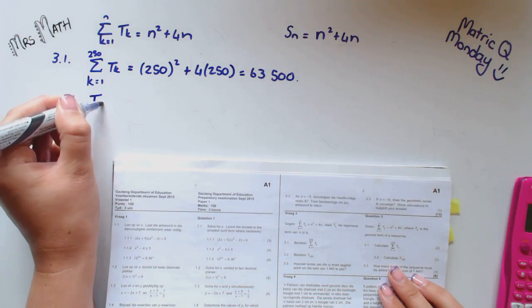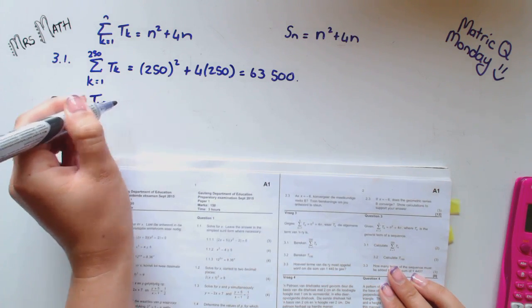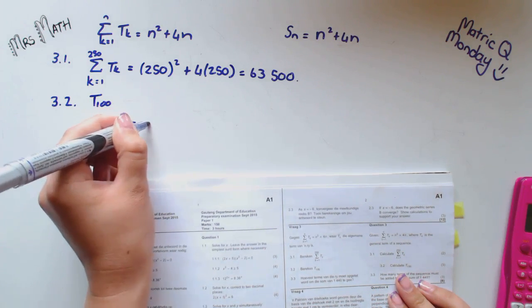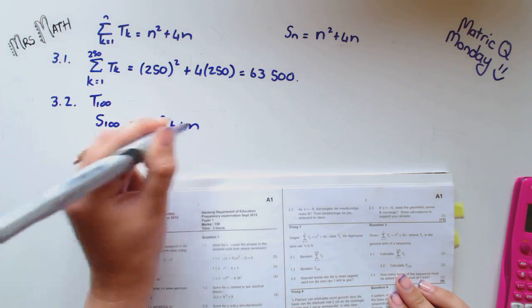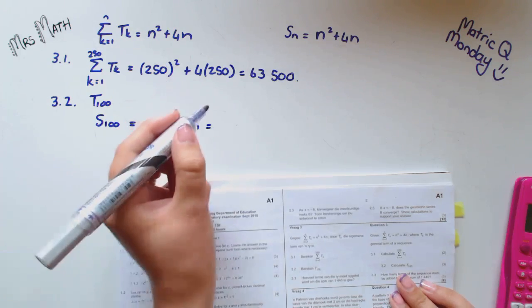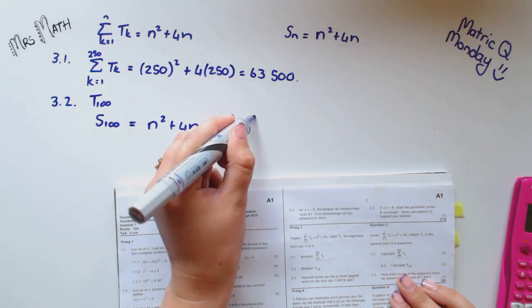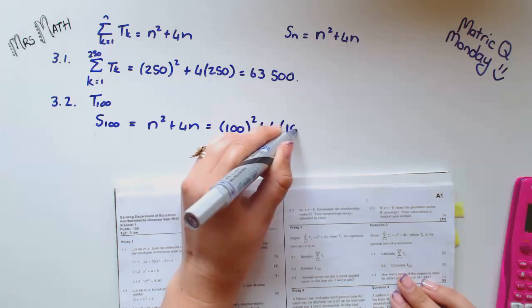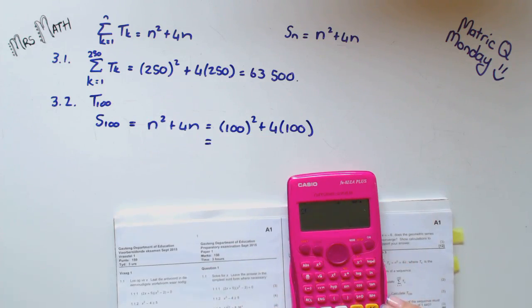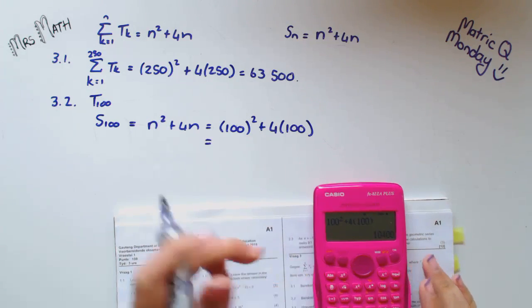And then question 3.2 says, calculate term 100. So now I want term 100. What I'm going to do is start by calculating the sum of 100 terms, which I use this formula for now, n squared plus 4n, where n is 100. This is my sum, right? So this is 100 squared plus 4 times 100. And again, I just use my calculator for that. No need to try and complicate things by trying to work that out yourself.